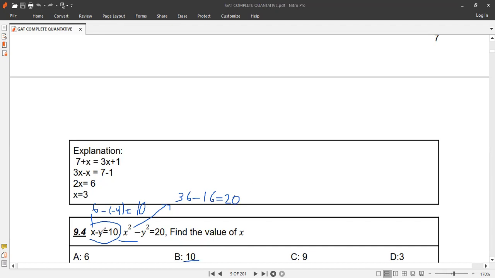So here, 10 minus what equals 10? So x will be 10 and y will be 0. If you try it in the other equation, 10 power 2 equals 100 minus 0, it will not equal 20. So in my opinion, in this case, we need to try out the options. So the correct option is A, x equals 6.